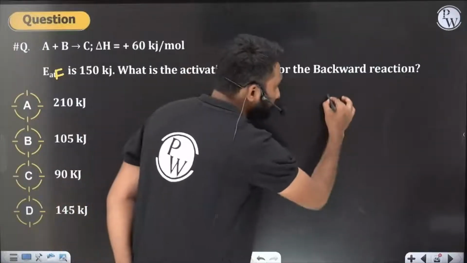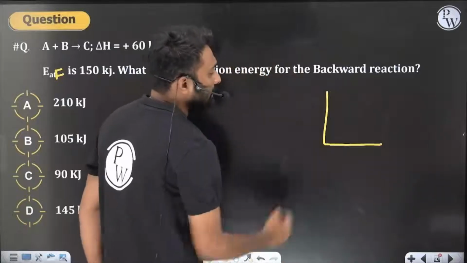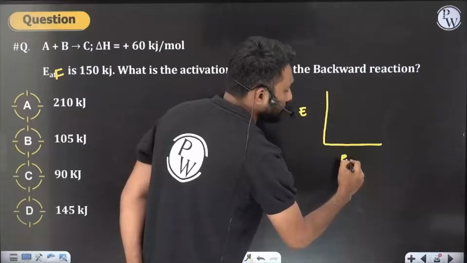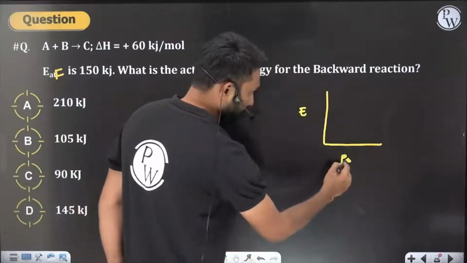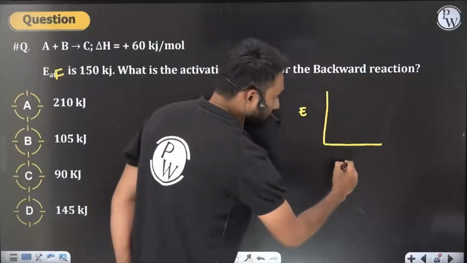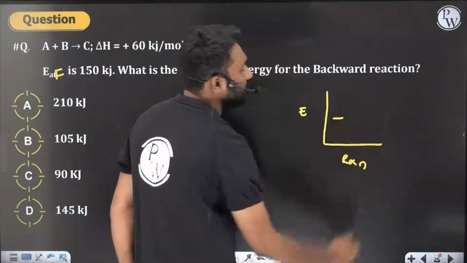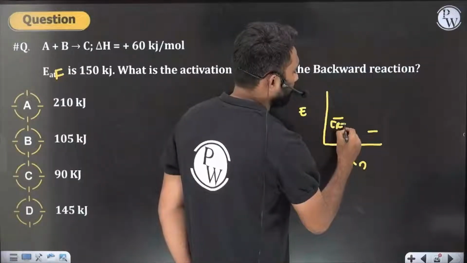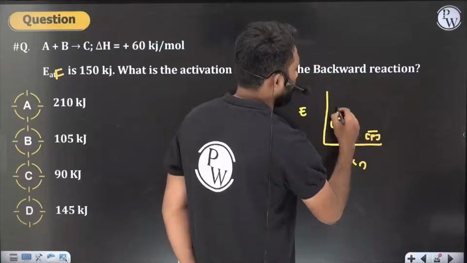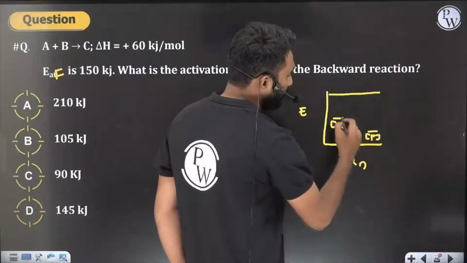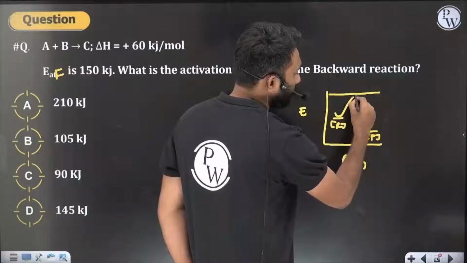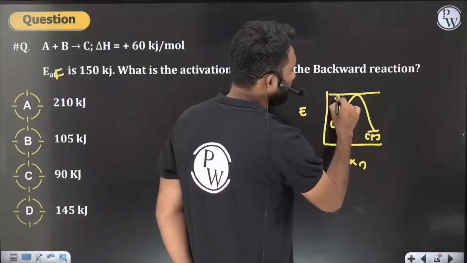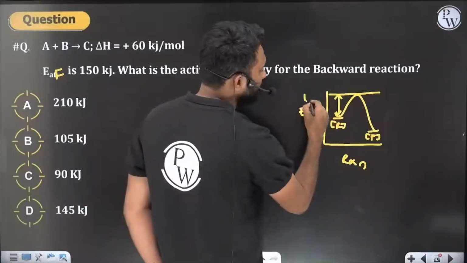Look here, one reaction I am taking. Now this is the progress of the reaction. Now here the energy of the reactant. Now this is the energy of the product. Now here this is the threshold energy. Now here this is the activation energy.